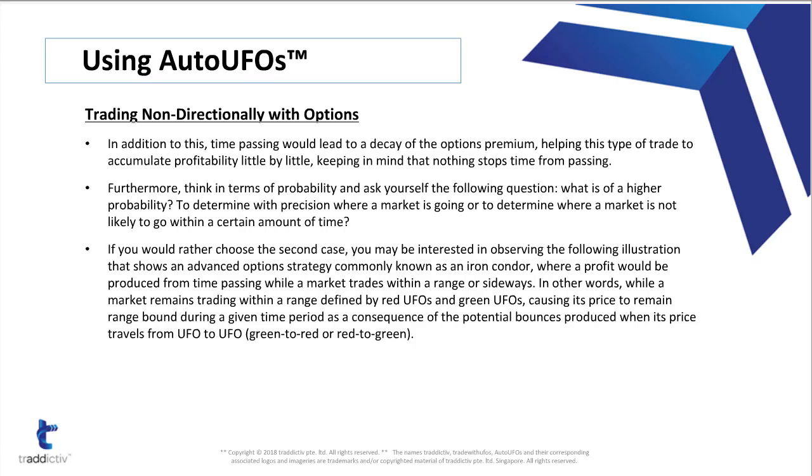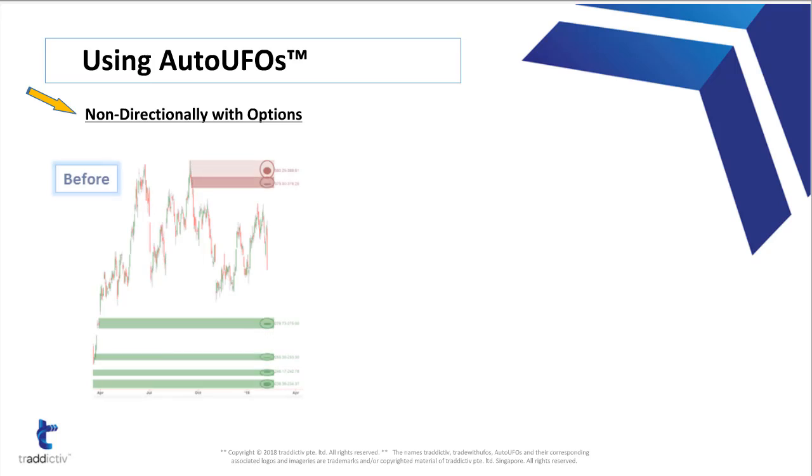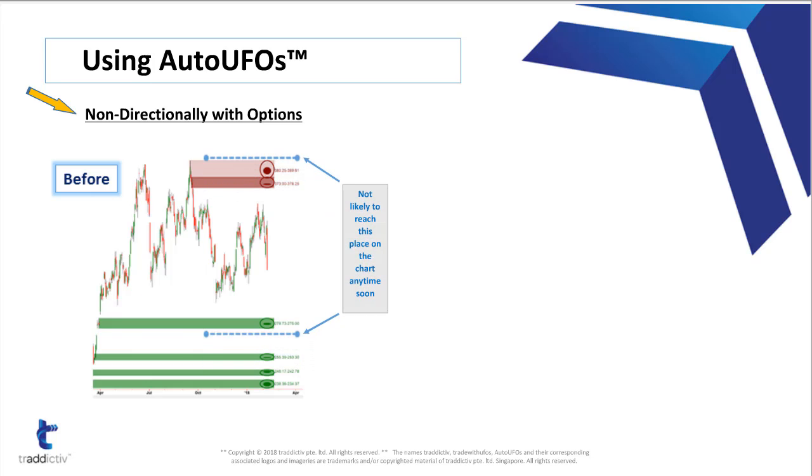If you would rather choose the second case, you may be interested in observing the following illustration. So let's take a look. In the next illustration, you are looking at a chart with a few green UFOs above, a few red UFOs above, and a few green UFOs below. So what's the assumption? The assumption is that the market is not likely to reach this place on a chart anytime soon. In other words, the market is not likely to go beyond the red UFOs or beyond the green UFOs anytime soon.